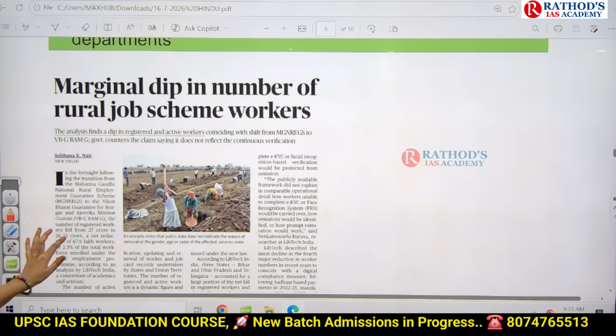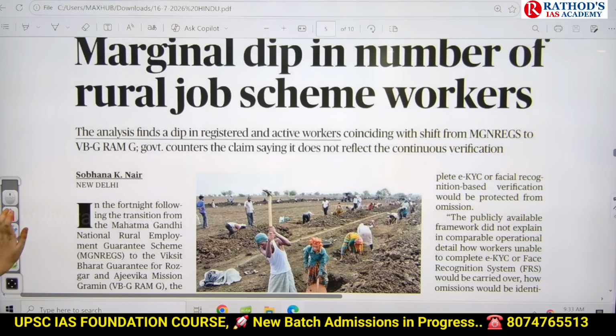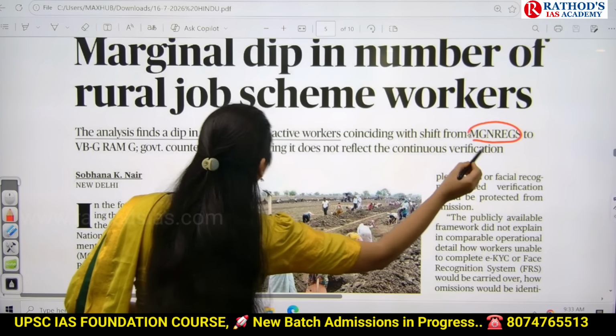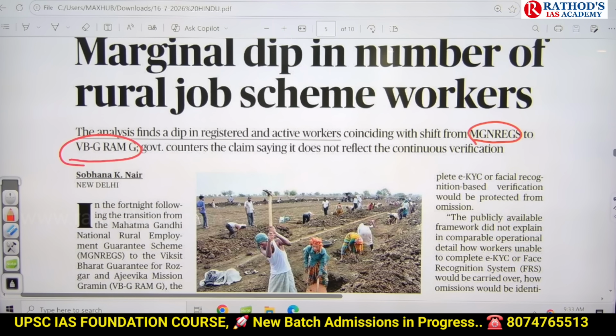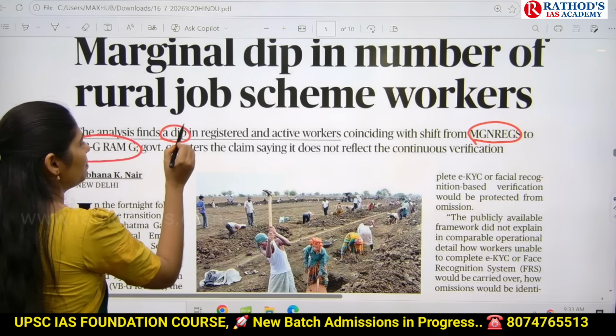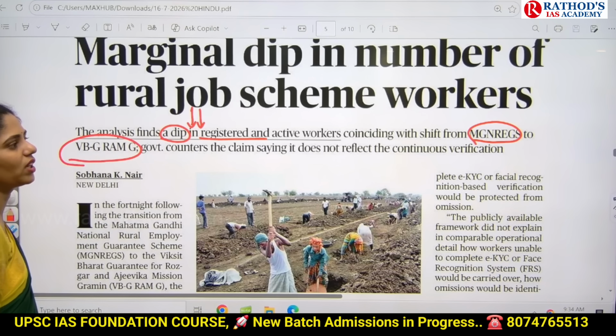Okay, now this article is saying that we shifted from MG Narega to VBG Ramji. And now because of this shift, there is a dip. Dip means nothing but a decrease in registered and active workers. Now tell me guys why.